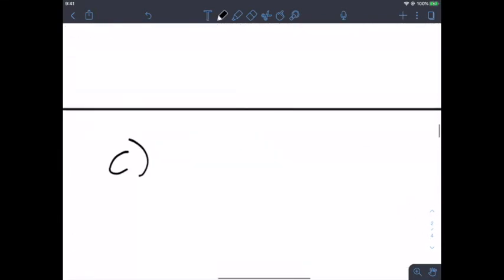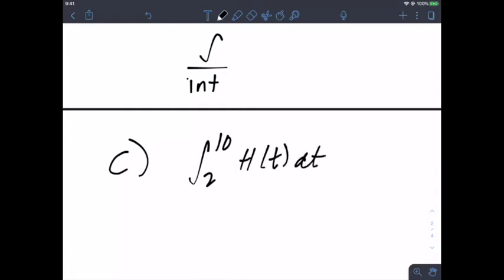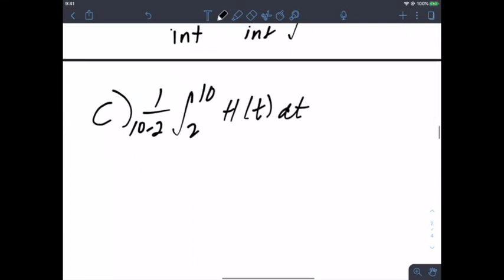Average value is integral over interval. So what we're going to do is take the integral from 2 to 10 of h of t, and then we're going to divide by the interval. Now remember, dividing by the interval is the same as multiplying by 1 over that interval, so 1 over 10 minus 2. Okay, and we're going to use a trapezoid rule to calculate this. So 1 over 10 minus 2 is 1/8.